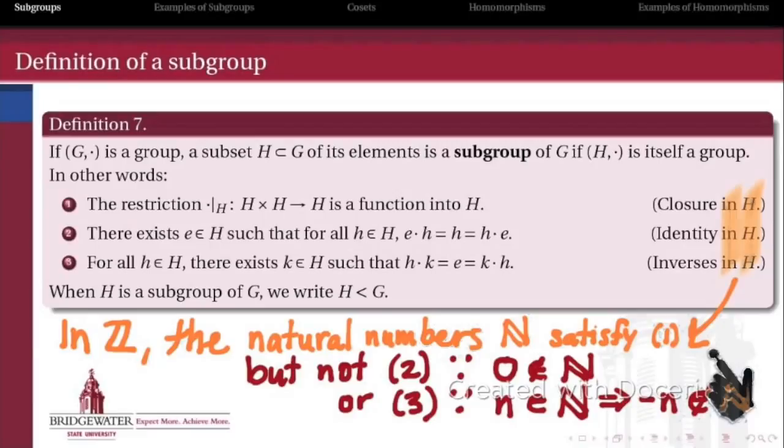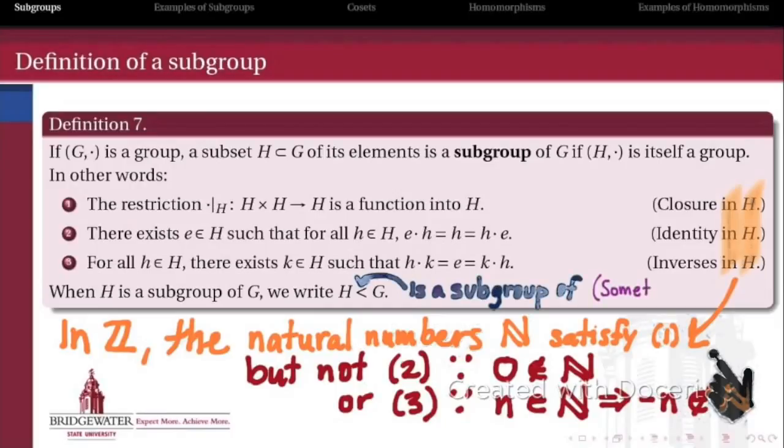So even though 0 and the negative natural numbers are still members of the group Z, the larger group, since they don't belong to the subset N, that doesn't make N into a subgroup. So the natural numbers are not a subgroup of the integers because we need closure, identity, and inverses all to belong to that subgroup. Let's look at an example taken from finite group theory.